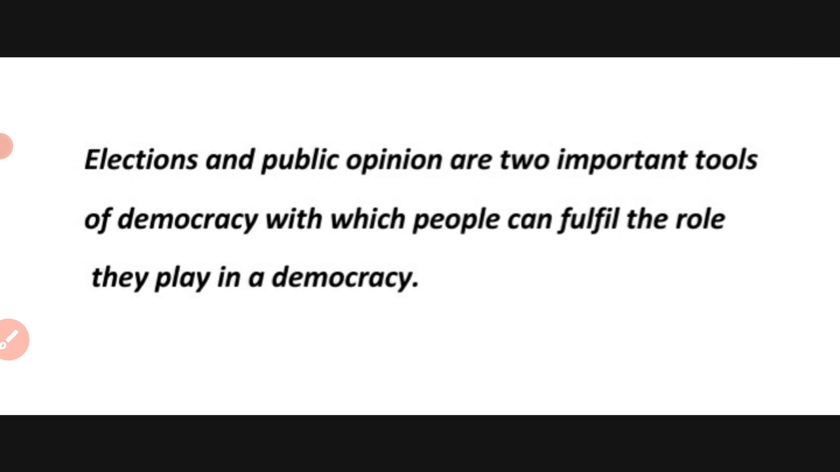Every citizen has a role to play in shaping the destiny of the country. So, each and every citizen is important in a democracy. Elections and public opinion are two important tools of democracy with which people can fulfill this responsibility.